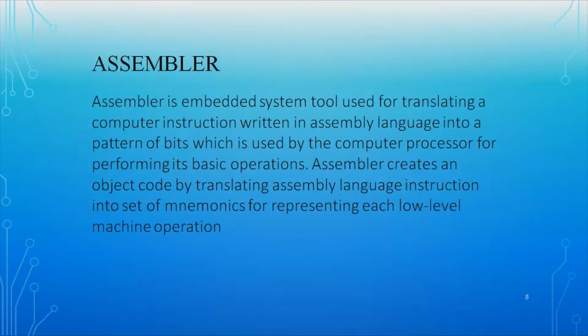Assembler. Assembler is an embedded system tool used for translating a computer instruction written in assembly language into a pattern of bits which is used by the computer processor for performing its basic operations. Assembler creates an object code by translating assembly language instructions into a set of mnemonics for representing each low-level machine operation. Assembler is also a type of compiler. The difference between assembler and compiler is that the compiler converts source code into assembly code and the assembler converts the assembly code into object code.